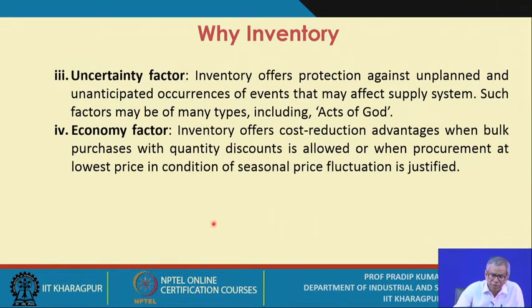What is the uncertainty factor? Inventory offers protection against unplanned or unanticipated occurrence of events that may affect the supply system. Such factors may be of many types, including acts of God. So these are the uncertainties. So sometimes you have a condition where you can produce to capacity, but suppose there is a sudden breakdown of the machinery or the production system is shut down, then you can't produce as per the capacity.